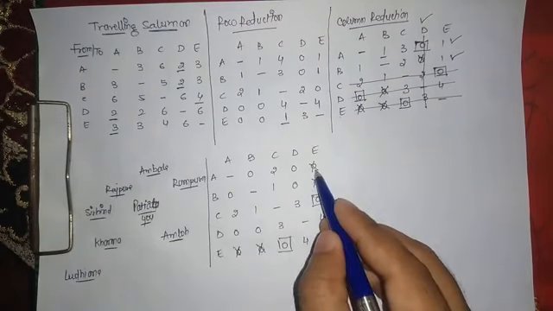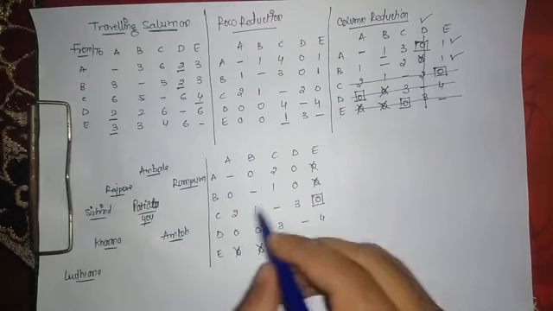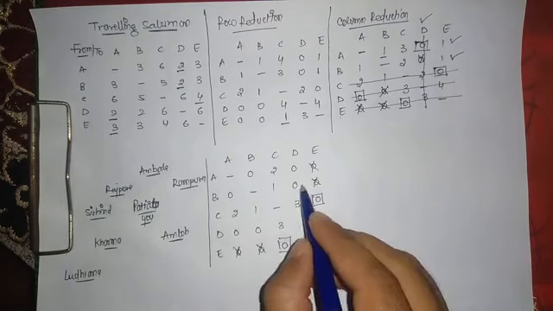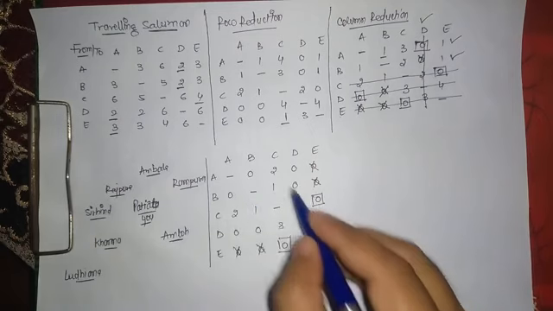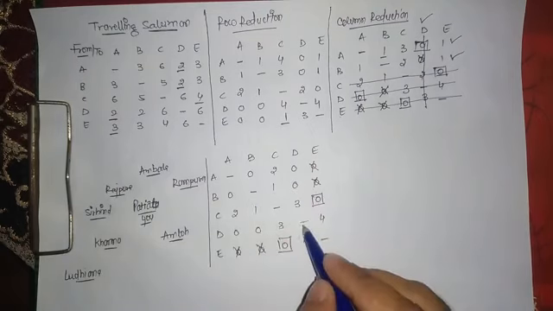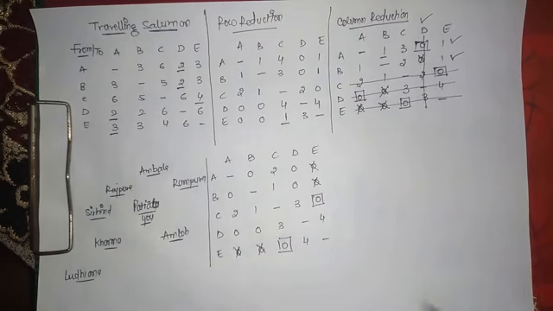Now again the process will be the same. Is there any single zero in the first row? No. First column? No. Second row? No. Second column? No. Third row? No. Third column? No. Fourth row? No. Fourth column? No. Means we cannot find any single zeros. Now what we have to do next is look at the rows or columns which have double zeros.